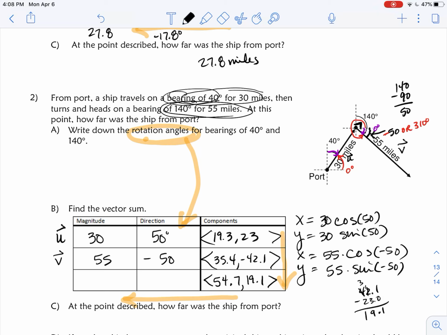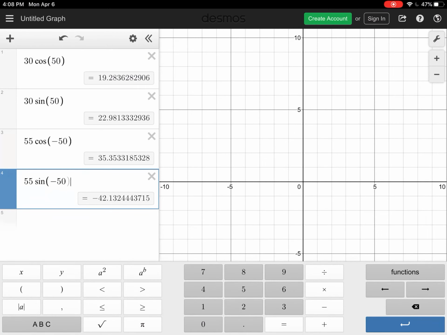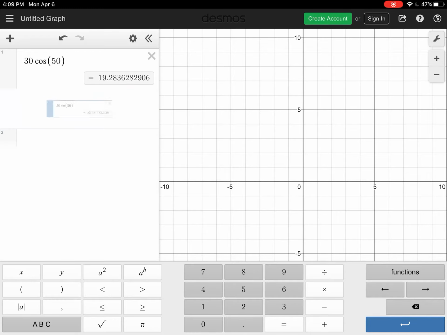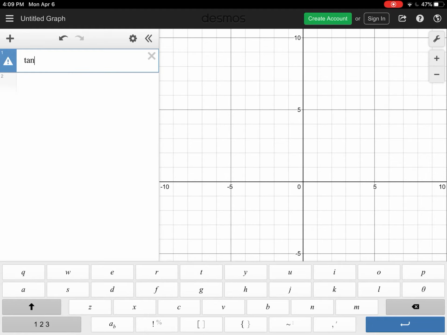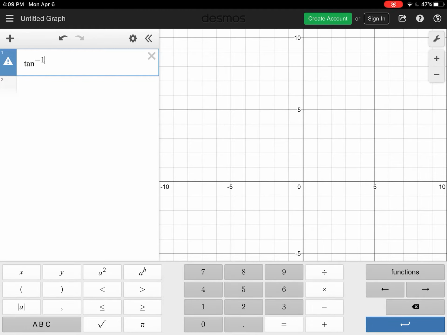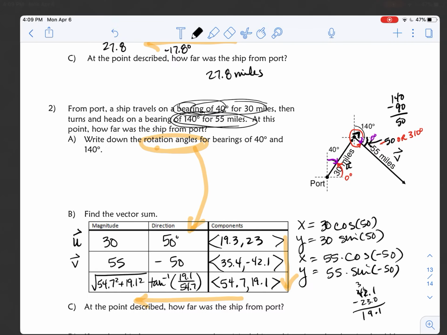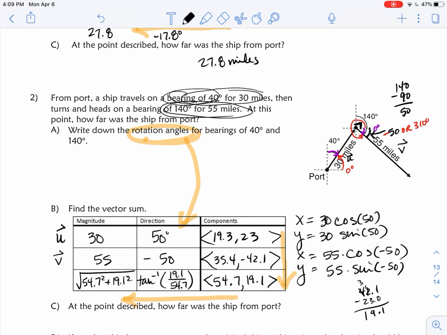And we did the rotation angles. I just put them in the chart, so they're there. Same thing that we've been doing before. So inverse tangent of the B over the A, and magnitude is just Pythagorean theorem. And let's go back to Desmos. Okay, so let's see. Inverse tangent.